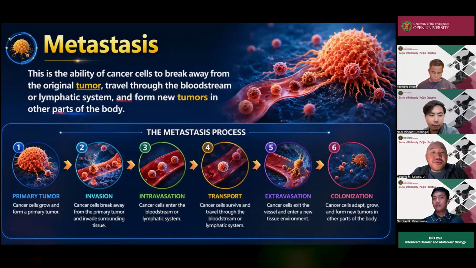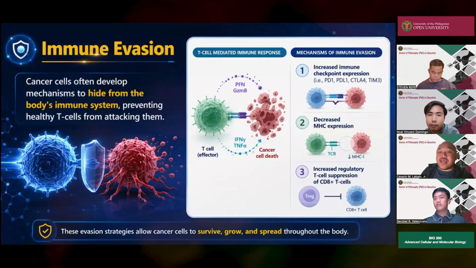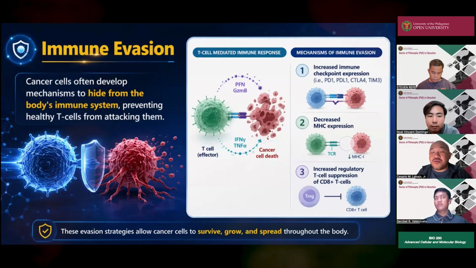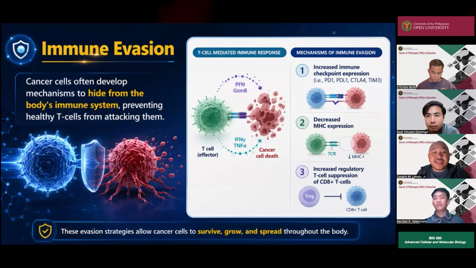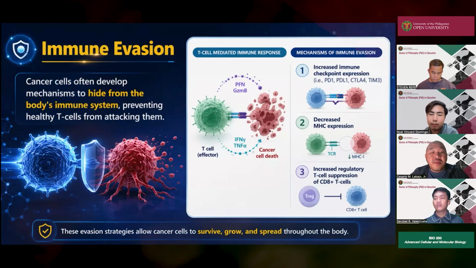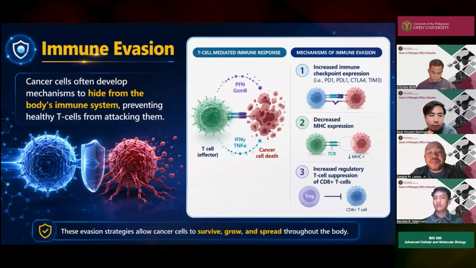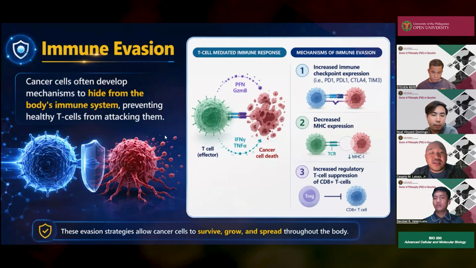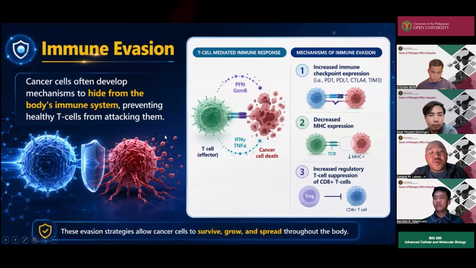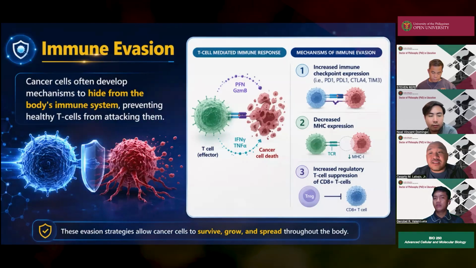Next, the immune evasion of cancer. Our immune system normally detects and destroys abnormal cells. However, cancer cells can develop mechanisms to hide from immune attack. They may use checkpoint signals that tell immune cells not to attack them. This is called immune evasion, and it explains why some cancers can grow even when the immune system is active.